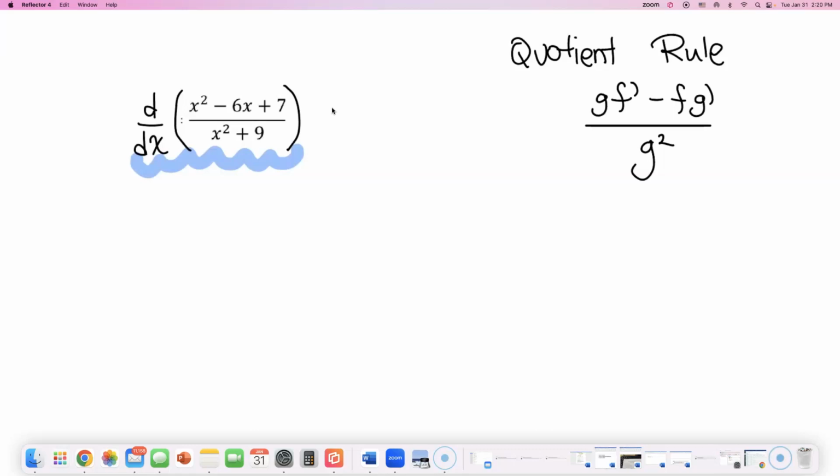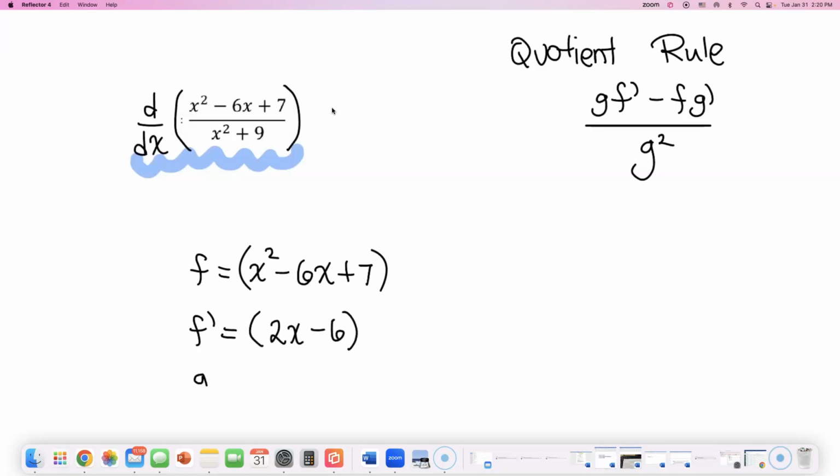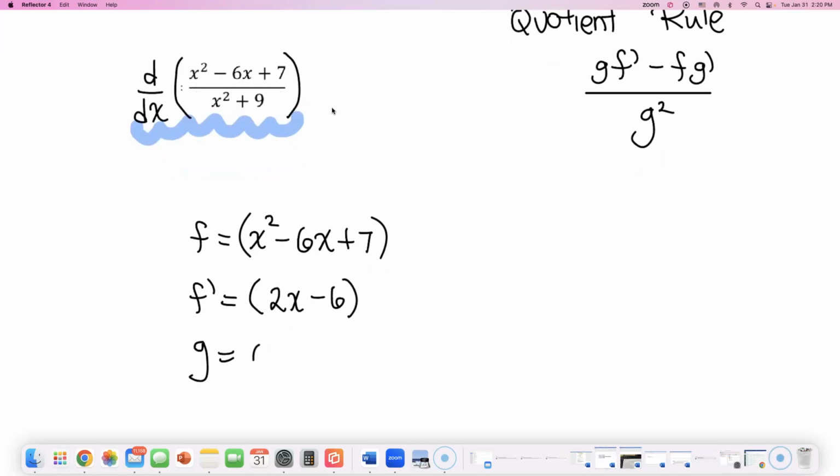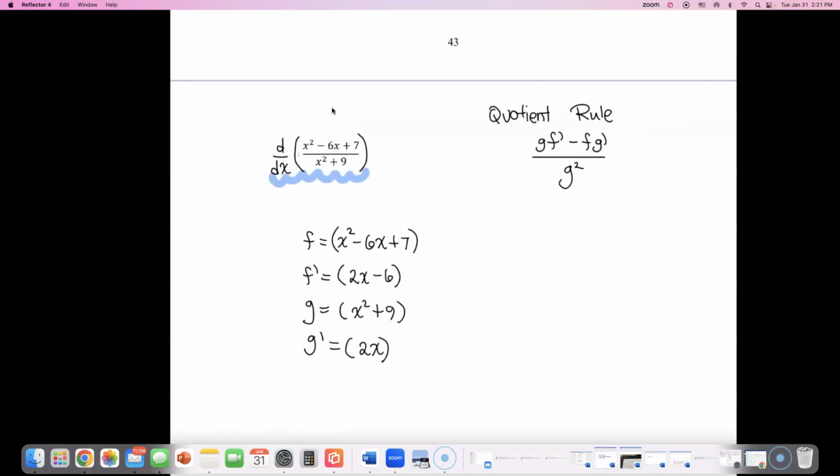So let's label everything we have. F is the original top of the fraction, which is x squared minus 6x plus 7. Now f prime is going to be the derivative of this, which is 2x minus 6. G is the original denominator, which is x squared plus 9. This right there, right? And g prime, using the power rule, is 2x. All right, I got everything labeled. I'm ready to do the quotient rule.